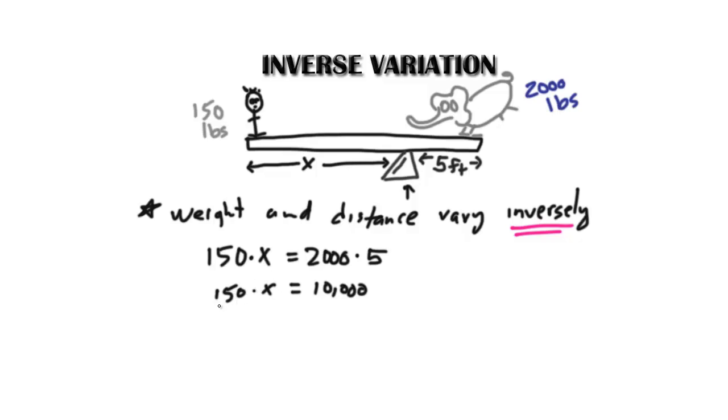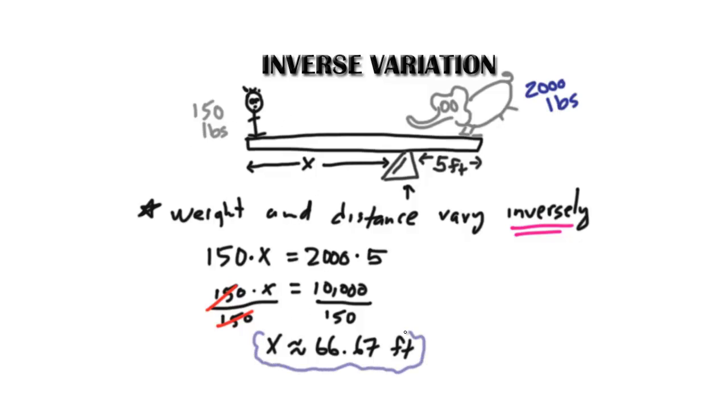x, and then all we need to do is divide both sides by 150, and this will cancel, and x will come out to be approximately, so this is an approximation, 66.67 feet. Okay, so this tells me that I have to be roughly 67 feet away from this fulcrum to balance this elephant that's 2,000 pounds, and I only weigh 150 pounds. Okay, and so this is our answer here, and I'm pretty happy because I get to balance the elephant.